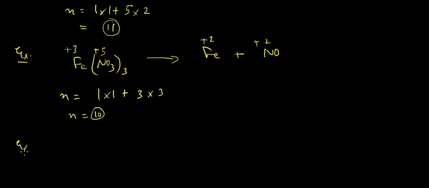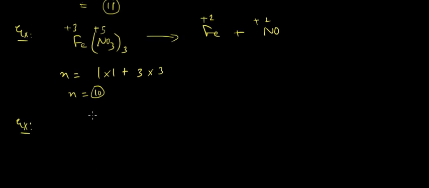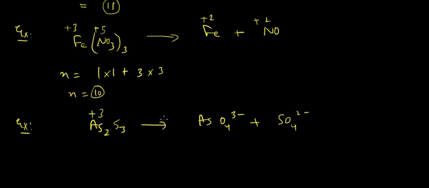Let's see another example, wherein we have As2S3 going into AsO4 3- plus SO4 2-. So As here is in the +3 state. How am I calculating this? Suppose the oxidation state of As is x. The number of atoms of As present is 2, plus the charge on S is -2 multiplied by 3, which should be equal to 0, as the compound should be overall electrically neutral. So x comes out to be +3.